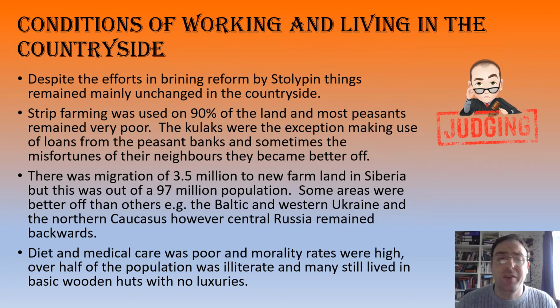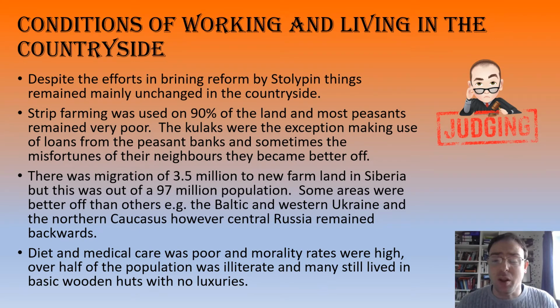Conditions of working and living in the countryside. Well, despite the efforts of Stolypin and others, things remained largely unchanged in a huge percentage of the countryside. Strip farming was still used on about 90% of the land, and this was a method that had been stopped being used in most Western countries a couple of hundred years before. It's really inefficient, and it prevents the use of modern techniques. It prevents improvisation and change.